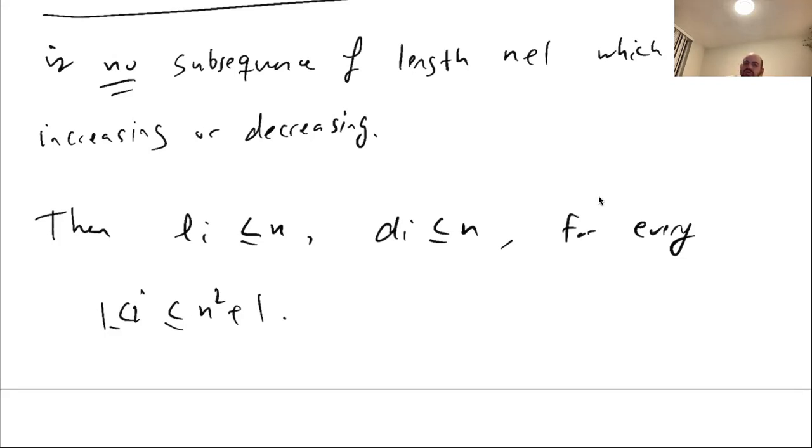Li is the length of the longest increasing subsequence starting from Ai. But if I have no subsequence of length n plus 1 which is increasing, that means the longest increasing subsequence must have length at most n, because if I had n plus 1, then I would have a subsequence of length n plus 1 which is increasing. But I'm assuming that I have no subsequence of length n plus 1, which is increasing or decreasing. So Li for each i must be less than or equal to n. Similarly, Di must be less than or equal to n for every i.